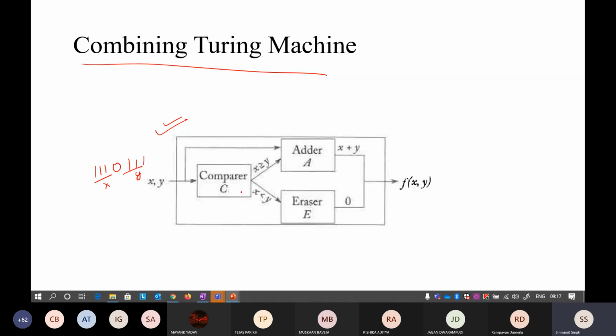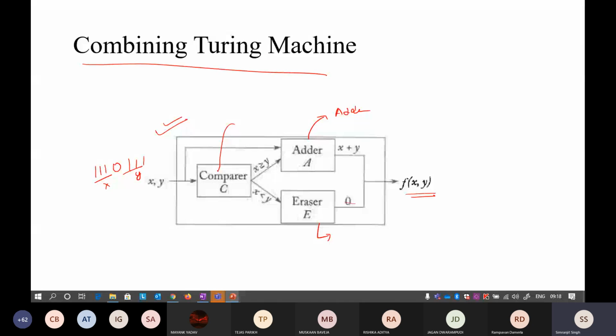The comparator we have already defined. If x is greater than or equal to y, it can go towards the adder I have already defined. In place of the eraser you can also use a copier. The eraser is also a very simple machine to build, and if x is less than y, you can go towards the eraser. In the end you can add these two things and your result will be this. A combining Turing machine is just an example of a combination of various Turing machines.